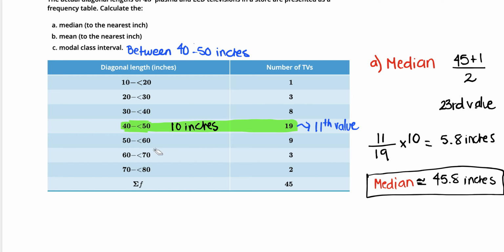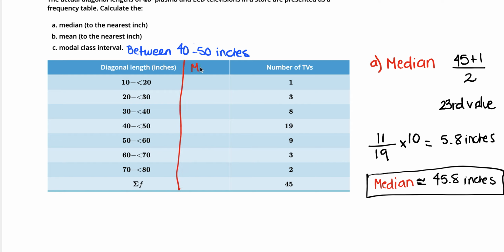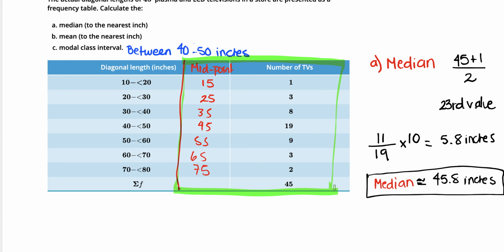To calculate the mean, again, it's another approximation. So how are we going to do this one? What we have to do is find the midpoint of each of these ranges. Between 10 and 20 is 15, 20 and 30 is 25, and so on: 35, 45, 55, 65, and 75. And then I'm going to put this in my CAS.